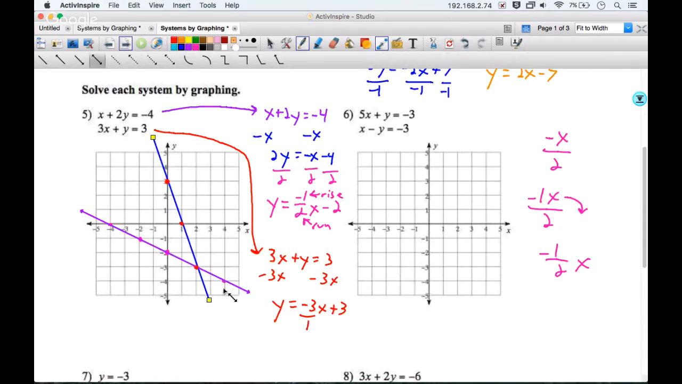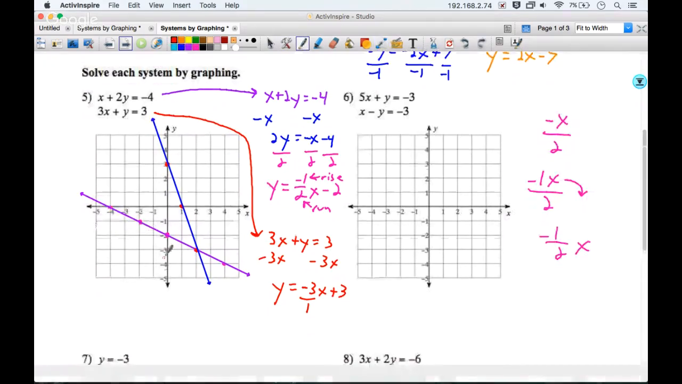That makes it really easy to state the solution. The solution is just that point of intersection right there, the point that makes both of the lines true at the same time, the point 2 comma negative 3. Or you can be a little more explicit and say x equals 2, y equals negative 3.